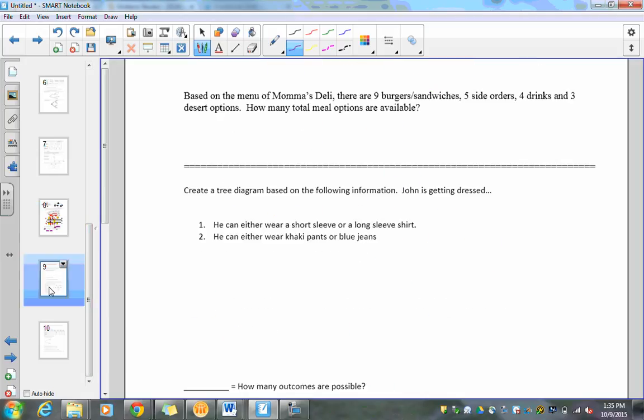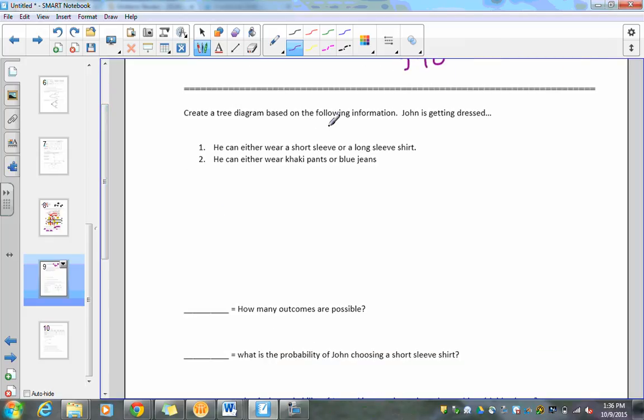All right. Based on the menu of Mama's Deli, there are 9 burger sandwiches, 5 side orders, 4 drinks, 3 dessert options. How many total meals? That's 9 times 5 times 4 times 3. It's kind of like the license plate question. We're just taking all your options and multiplying them. There's 540.